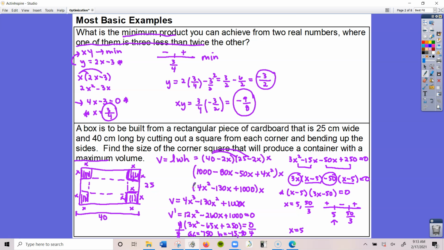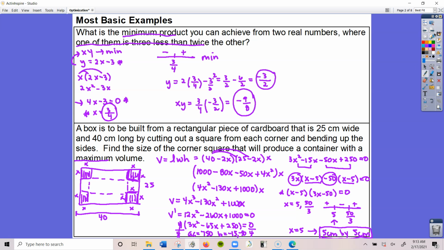And what we were solving for here is the size of the corner square, which is x, right? Or those are your dimensions, x by x. So the size of my corner square would be 5 centimeters by 5 centimeters. Whenever you're giving dimensions of a 2D figure, you give the length and the width. If it's a 3D figure, you give the length, the width, and the height.